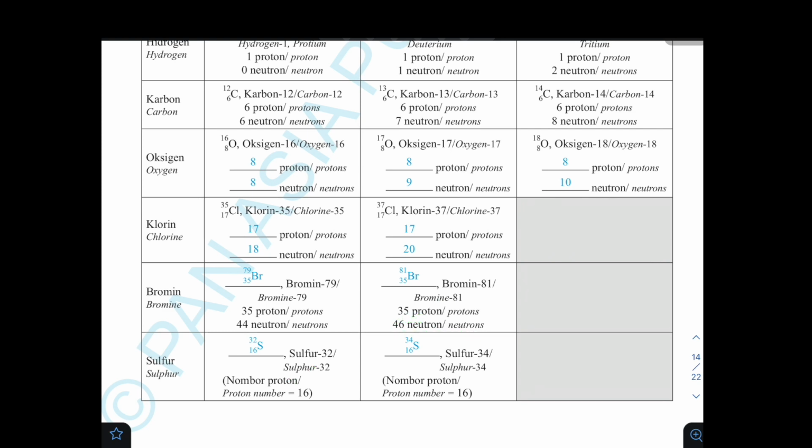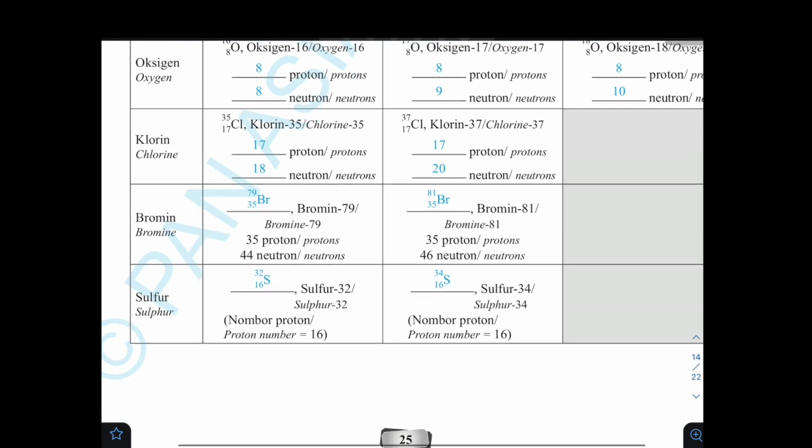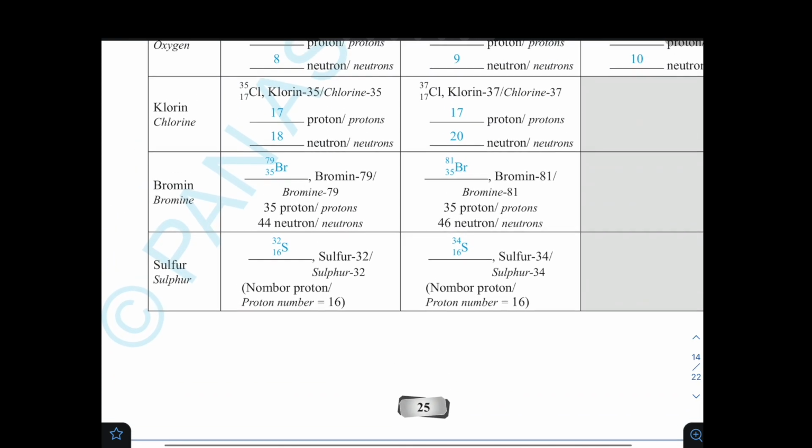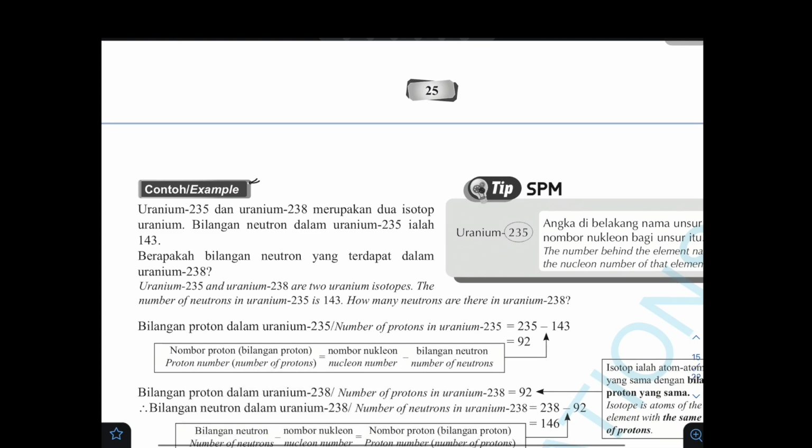Sulfur 32, it has proton number 16. And this one, proton number 16. Kamu boleh kira sendirilah. What is the number of neutron dia. Mungkin dia tak muat kot itu sebab dia tak tulis kat sini ya. For sure nanti dia punya number of neutron dia berbeza. Alright.